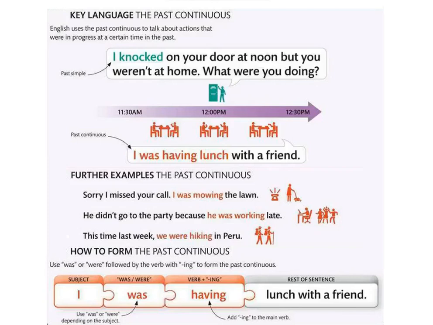We have was, it is the verb to be in the past. You always have to change it to was or were depending on the subject. What do we use? Plus verb plus ing form. Having. We have to add the ing to the main verb here. The main verb is having, while was is the auxiliary verb. Lunch with a friend. I was having lunch with a friend.